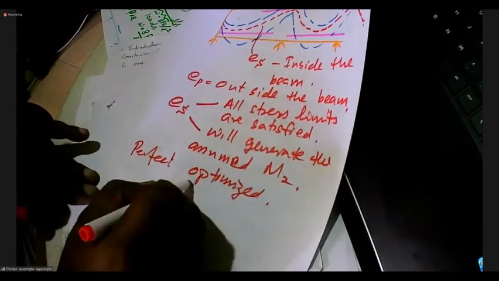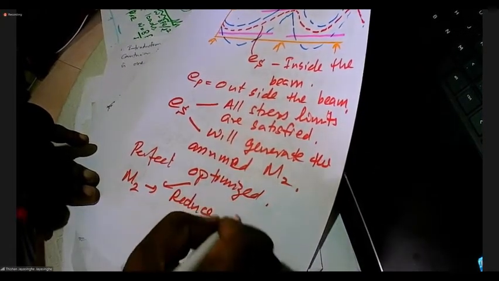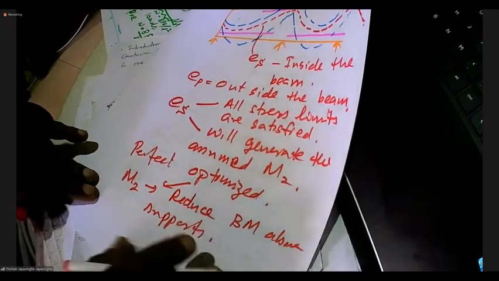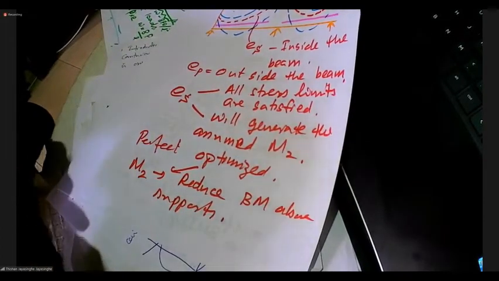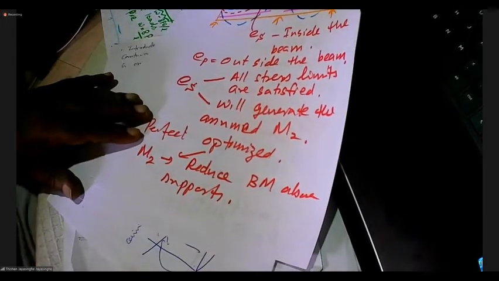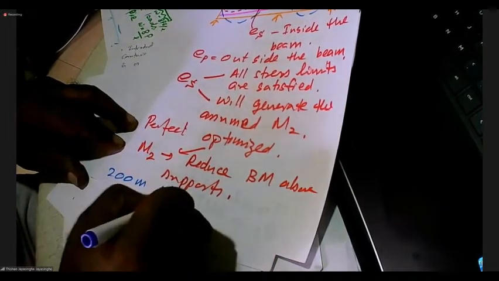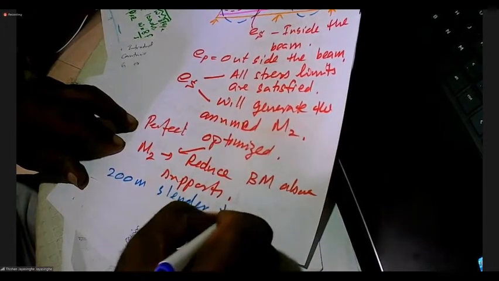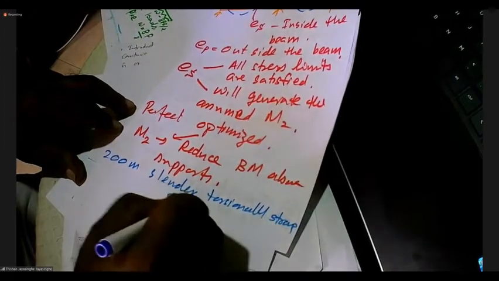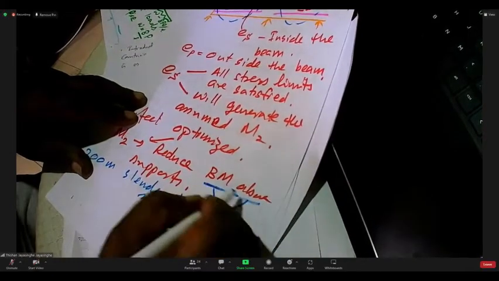Why do I say optimized? Because we have very effectively used M2 values to reduce the bending moment above supports. So continuous pre-stressed concrete beams can become very cost effective. You can have very long spans up to about 200 meters and slender sections, proportionally strong sections. So all these hollow sections are torsionally very strong sections.